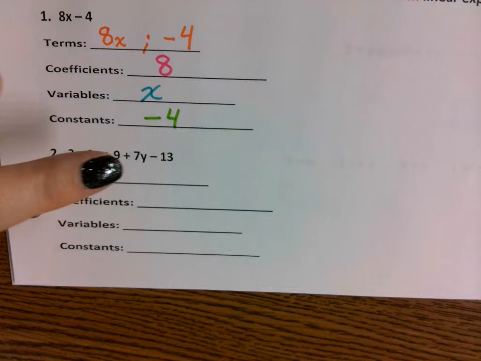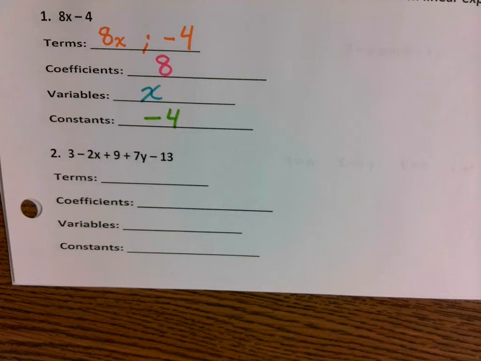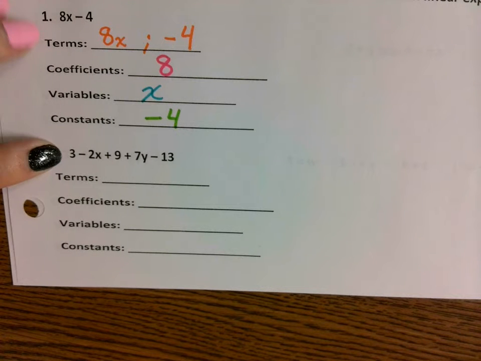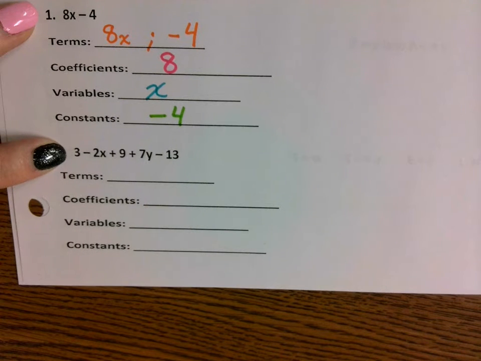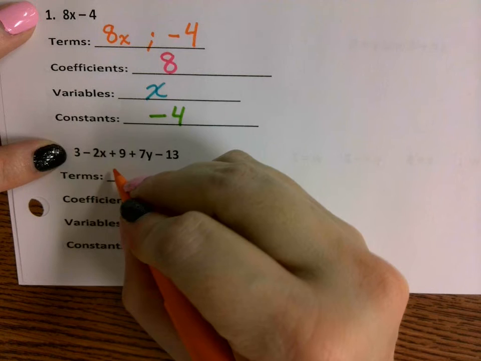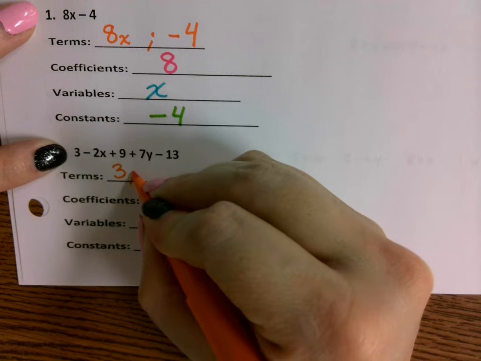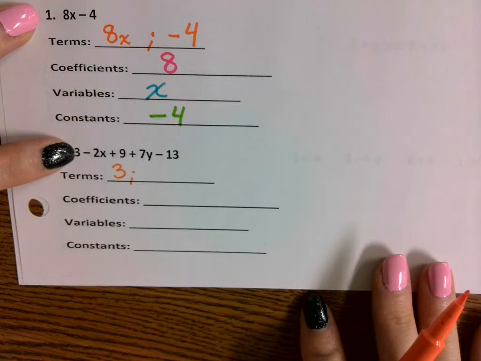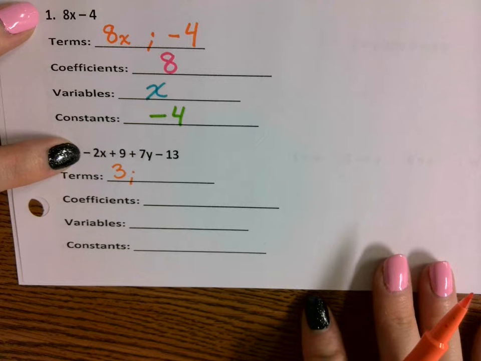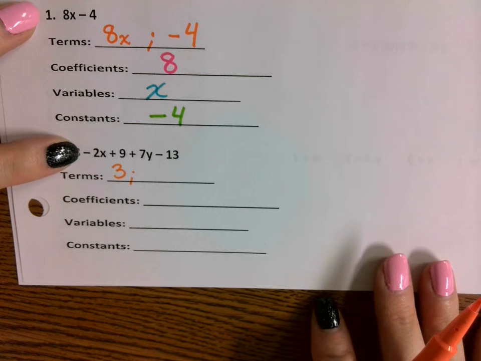So let's start with our terms. Looking here at problem number 2, what's the first term? 3. Thank you, Noah. Our first term is a 3. So I'm going to cover the 3. Am I going to cover the minus sign? No. Not going to cover the minus sign. I'm just going to cover the 3. What's my second term, Jacob?